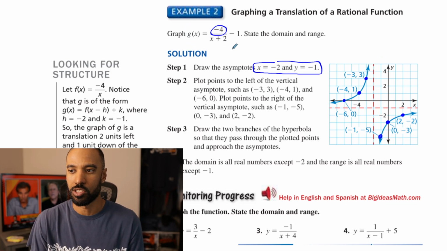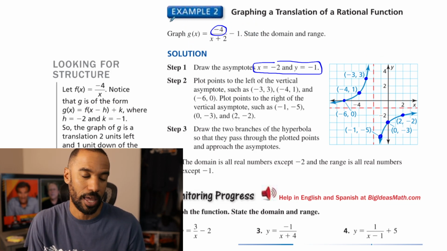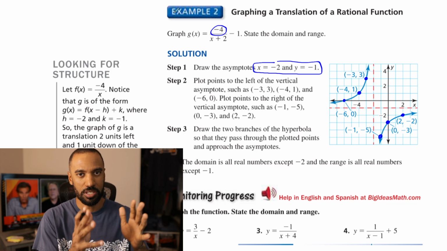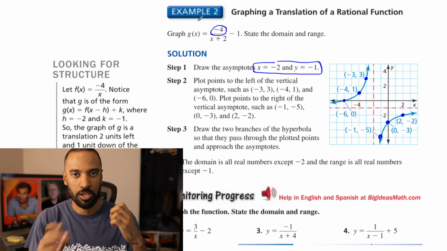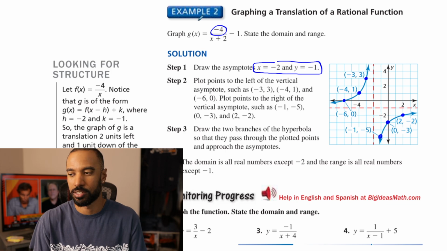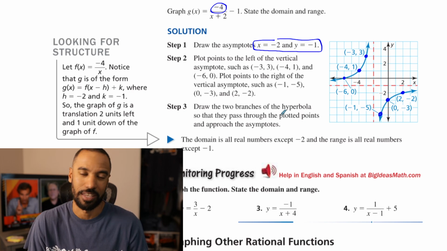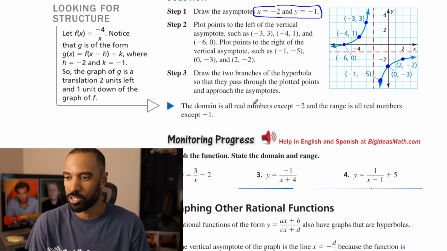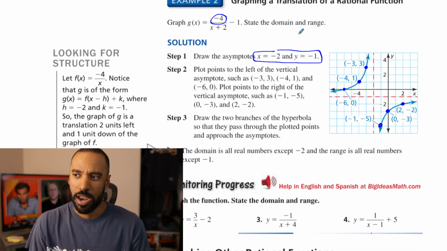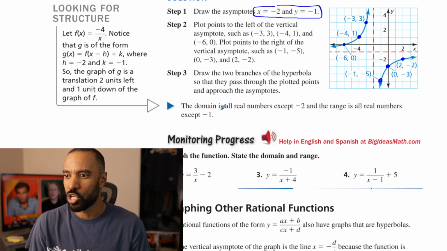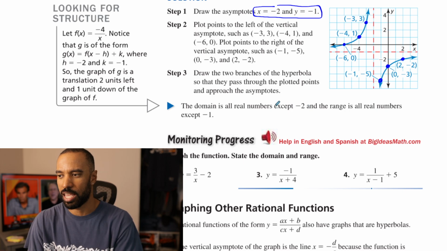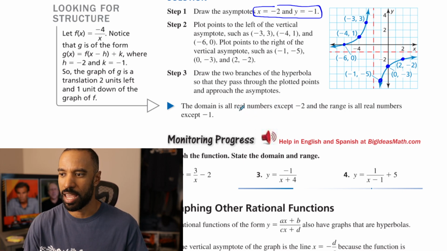So this form is brilliant for getting as many points as you'd like. Just do your shift, your translations, and divide this a value by how far off you move from the x-axis. Very nice. Anyway, those are your two hyperbolas. The branches. They didn't ask to compare to a 1 over x equation. Domain is all real numbers except x is negative 2. Range is all real numbers except negative 1.